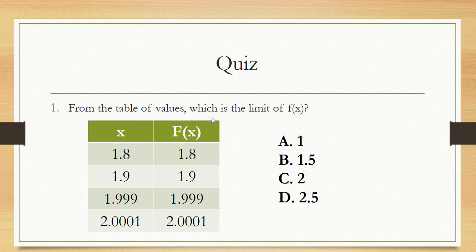So, from the table which is the limit of f of x as x goes to 2, the value is 2. What is the limit of f of x as x goes to 1.8? That is 1.8. So, the limit of f of x here is equal to the value of x. So, from here, if we're going to find the limit of f of x as x goes to 2, kasi ang 2 dito is nasa unahan, meron din sa hulihan, so that is x goes to 2. So, that is letter C.